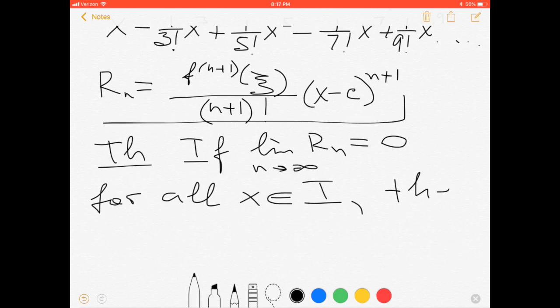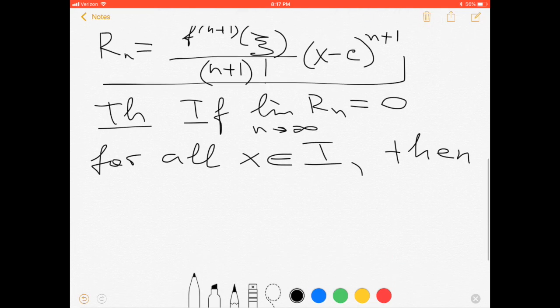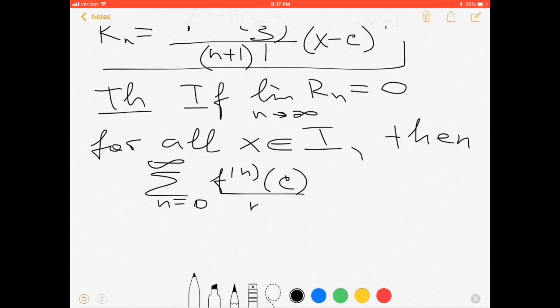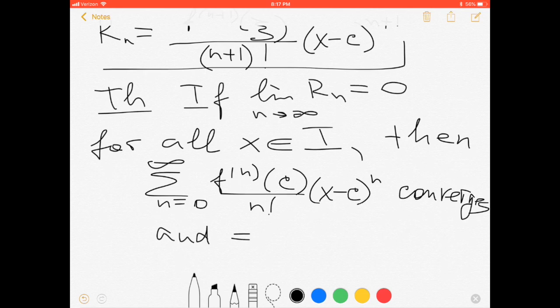then the Taylor series converges and is equivalent to your function f(x). Okay.